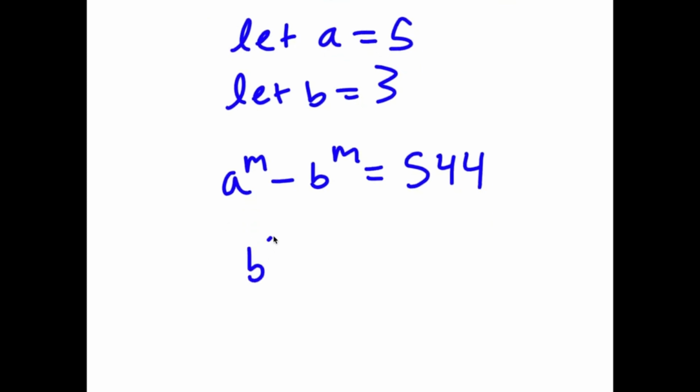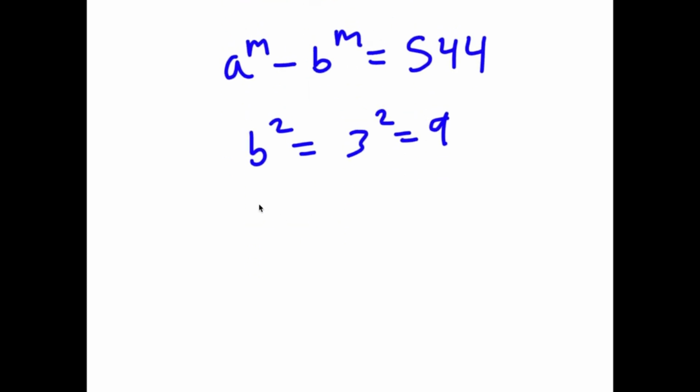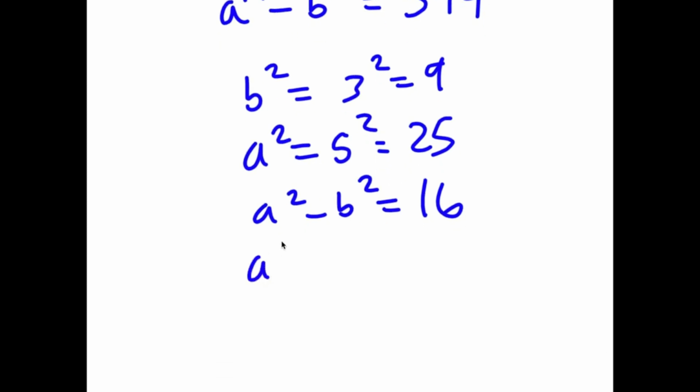Now remember, b equals 3, so b squared is 3 squared, which is equal to 9, right? This also means that a squared, which is the same thing as 5 squared, is equal to 25. So this means that a squared minus b squared is equal to 25 minus 9, which is 16. And this also means that a squared plus b squared, which is 25 plus 9, is 34.